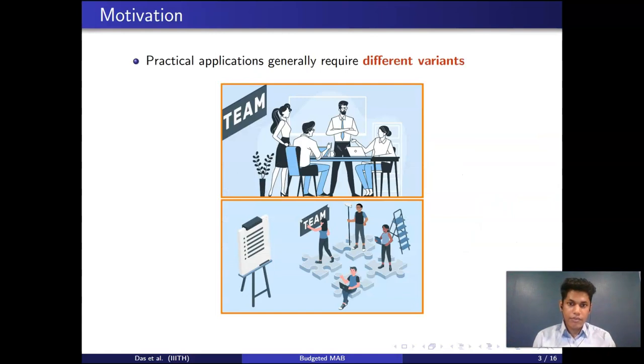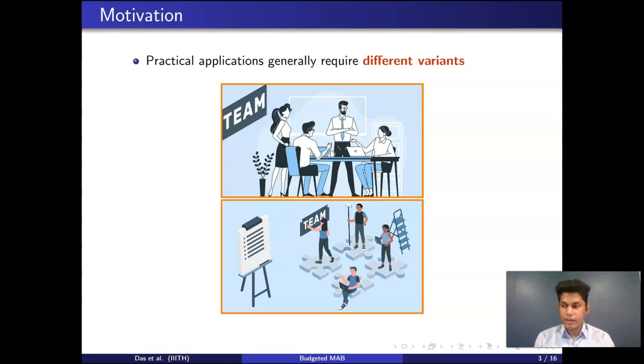Multi-arm bandit problems have a lot of applications in our regular life, right? But in most of the places where we would use it, we also have certain other constraints, certain other requirements that need to be met. So we end up with certain variants of the vanilla multi-arm bandit problems.